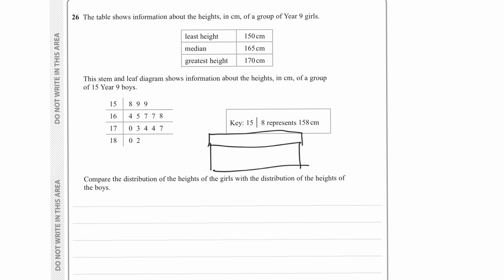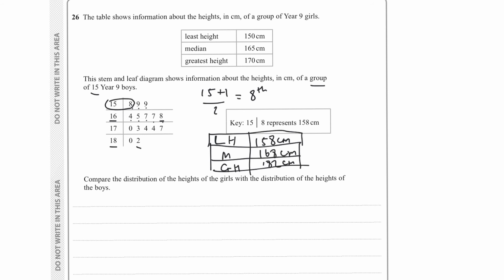Let's stick a box up there. The least height, which I'm going to put as LH for the boys, is 158 centimeters. The greatest height for the boys is 182 centimeters. And now our median. Median, remember, is the total number of people you have. We've got a group of 15 boys. So 15 plus 1 divided by 2 leaves us with 16 divided by 2, which is 8. So we're looking for the 8th value. That's 1, 2, 3, 4, 5, 6, 7, 8. So it's 168 centimeters.